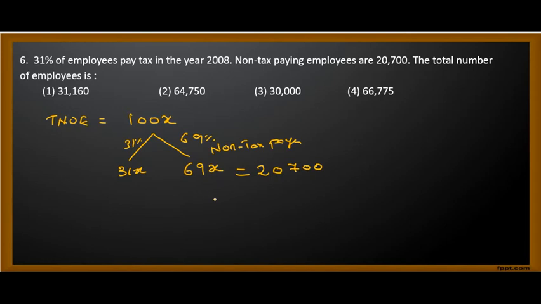On simplification, x is equivalent to 300. Okay, x equals 20700 by 69. 69 3s are 207, so 300. What is the question I have to find? 100x. What is the value of x? 300. So 100x is equivalent to 100 into 300, which equals 30,000. Okay, let us go for the next question.